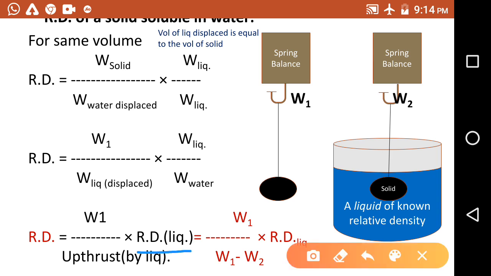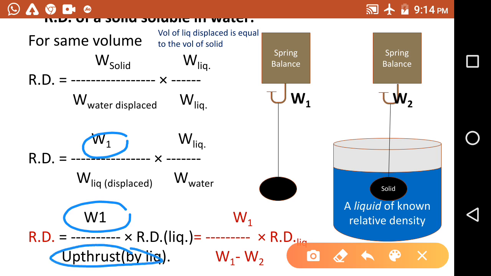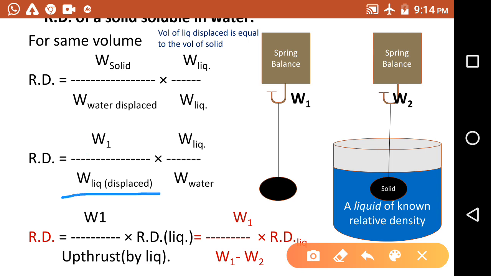So here you can see W1 is the actual weight, and it is divided by the upthrust by the liquid, that is the weight of the liquid displaced. The weight of the liquid displaced is the same as the upthrust applied by the liquid on the object, according to the Archimedes principle.